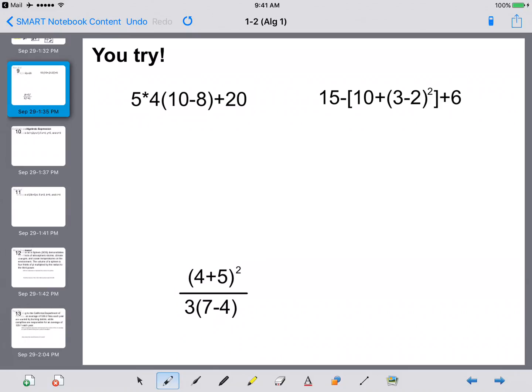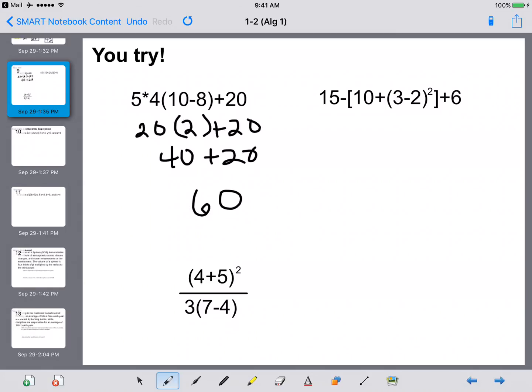So I want you to go ahead and pause here and check with me. I'm not going to be breaking it down as much here as just kind of cranking out. So if you are stuck, make sure that you are asking me questions in class. Okay, so 10 minus 8 is 2 plus 20. 5 times 4 is 20. 20 times 2 is 40 plus 20, which is 60. So if you don't get 60, make sure that you're asking me and I can break this down a little further for you.